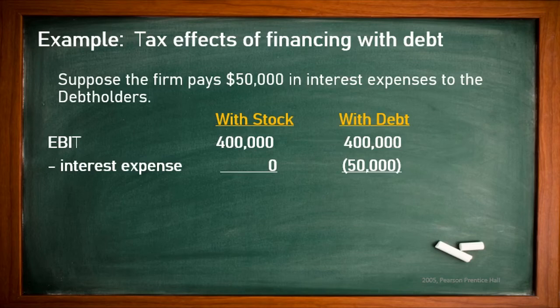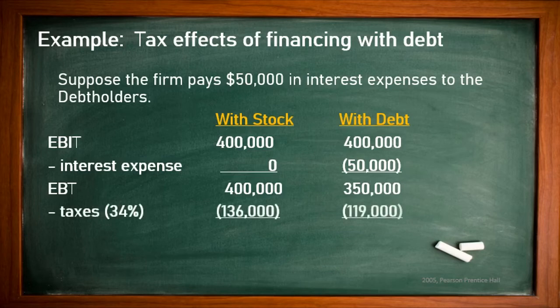to bondholders. Now after paying interest, the stock company has the same EBIT, and for earnings before tax, I only remove the interest paid. But the company with debt holders has earnings before tax of 350,000. After that, the company pays taxes. Here we are assuming tax is 34%. In both cases we have to pay taxes, either with stock or with debt.